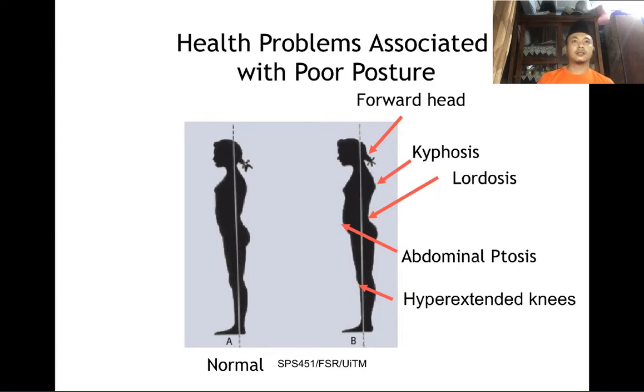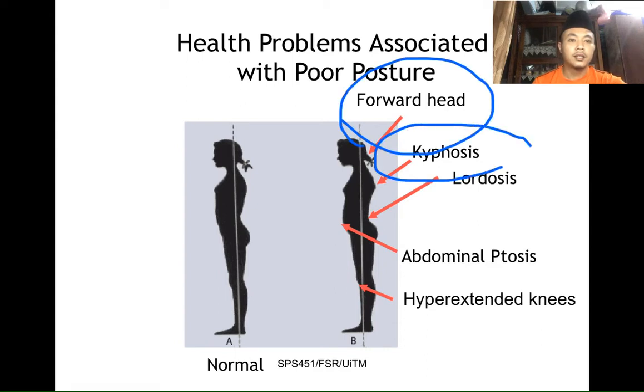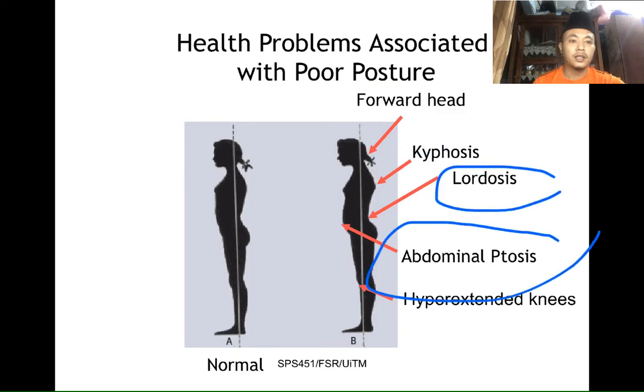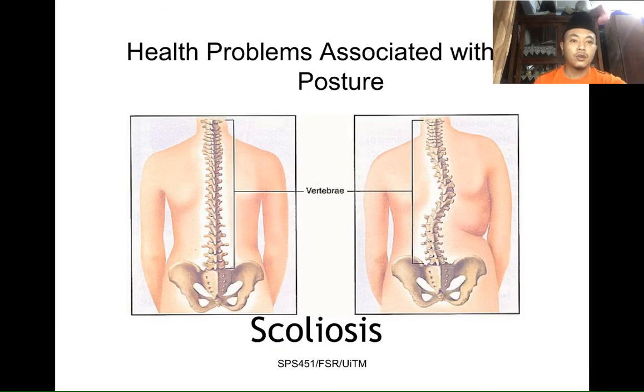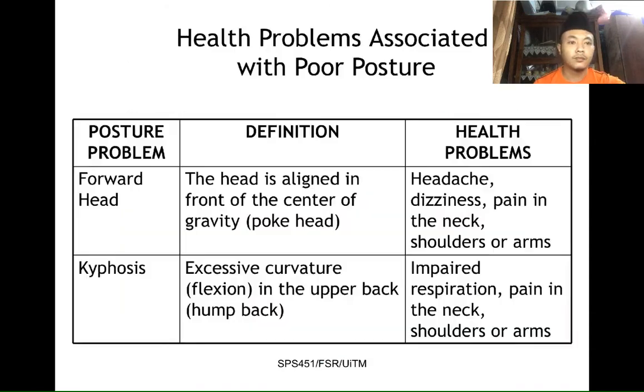Next slide is health problems associated with poor posture, poor body posture. We have 6 actually. Number 1 is forward head, kyphosis, lordosis, abdominal ptosis, hyperextended knees. After this, we go one by one, and the last one is scoliosis. Okay, now we go one by one.